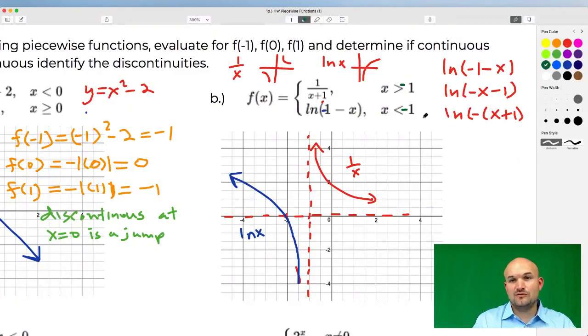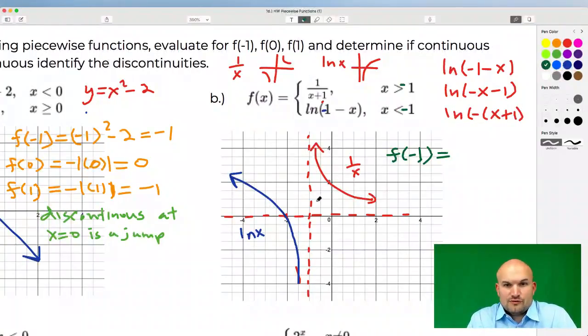So at f of -1, this is interesting. At f of -1, neither of these functions are defined. There's no place to plug in -1. You can see at -1, it's an asymptote. It's a vertical asymptote. So that is undefined.